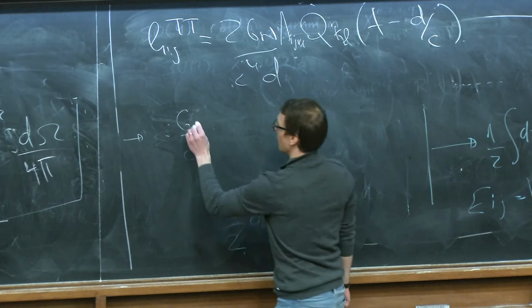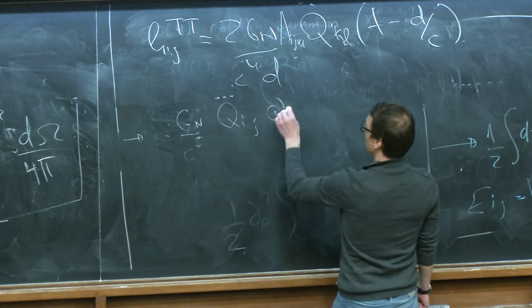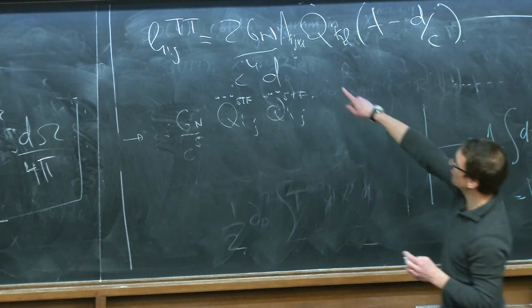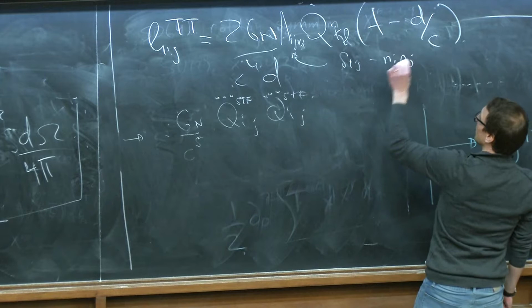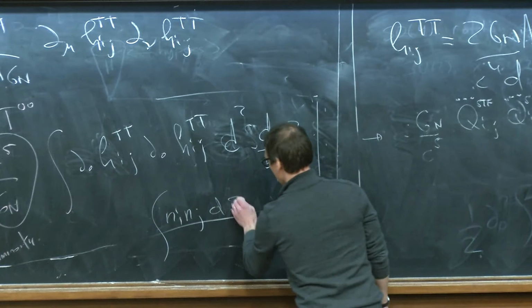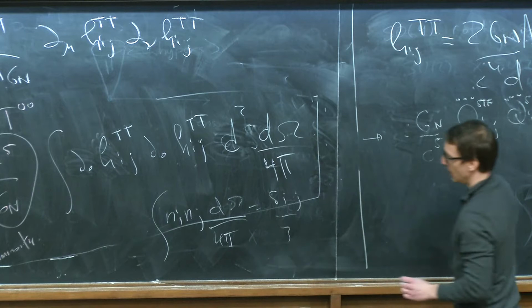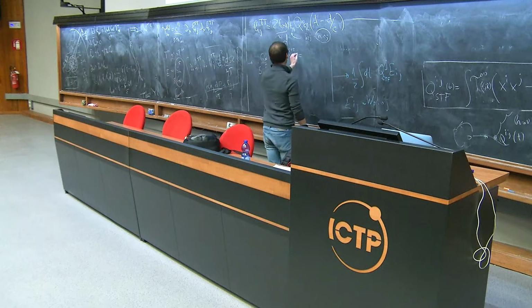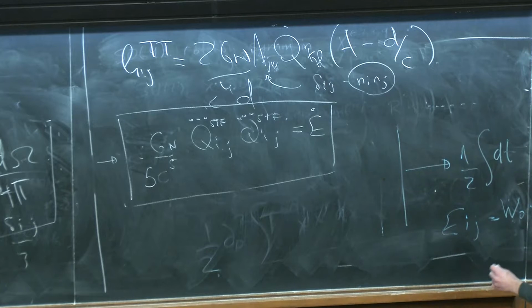And we're going to get Q_ij triple dot, Q_ij triple dot, symmetric trace-free. The coefficient will be a bunch of integrals of the piece with the projection. So there are going to be integrals of moments of the unit vector on the sphere. For example, n_i n_j over 4 pi is delta_ij over 3, and things like this. There's 1 over 15 with a bunch of deltas with the higher n's. I'm not going to do this. You get a 5. But this E dot, and this is the quadrupole formula.